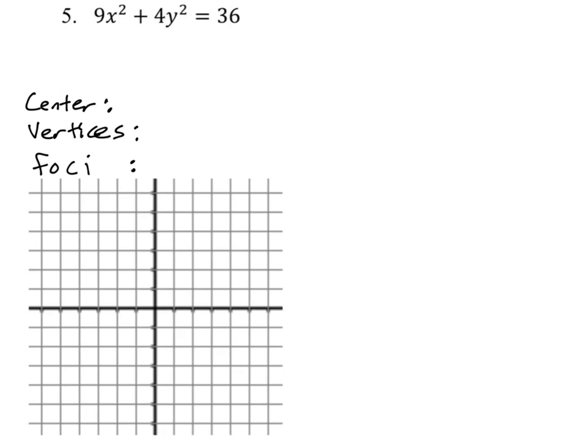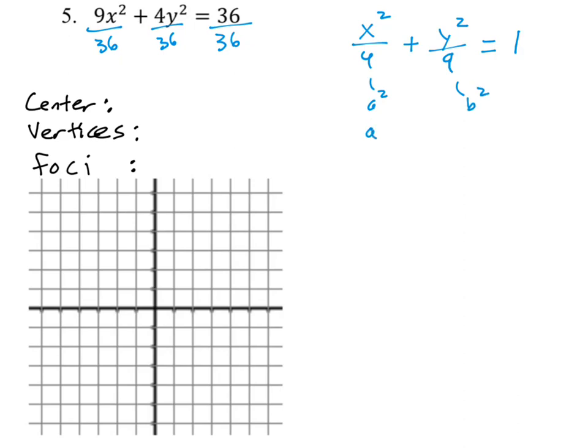Let's move on to another one. This one is also going to be centered at 0, 0, but you'll see that in a second. You do need it to equal 1, so you're going to divide everything by 36 to make it equal 1. That gives you 9 over 36, which is 1/4, so x squared over 4. And then y squared over, 4 over 36 is 1/9, so y squared over 9, and that's going to equal 1. So now our a squared is 4 and our b squared is 9, which means a is 2 and b is 3.